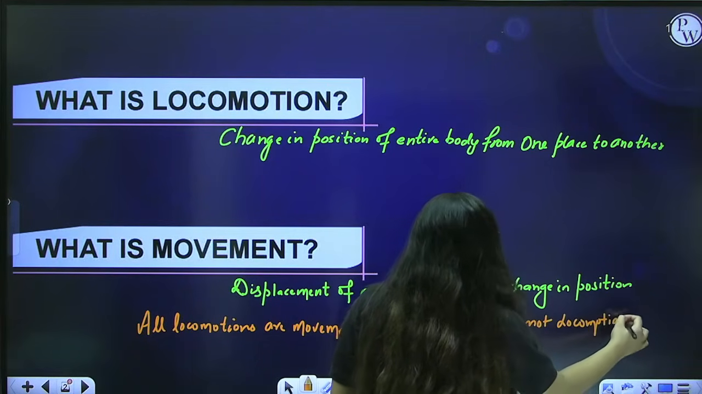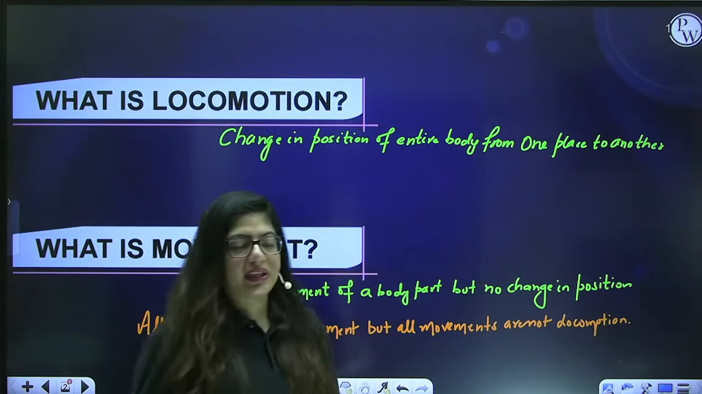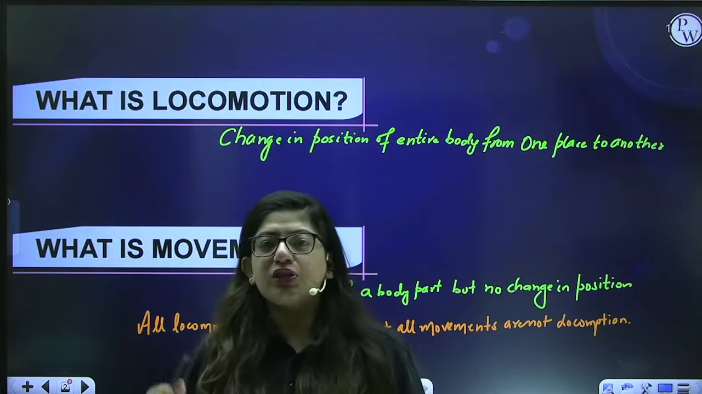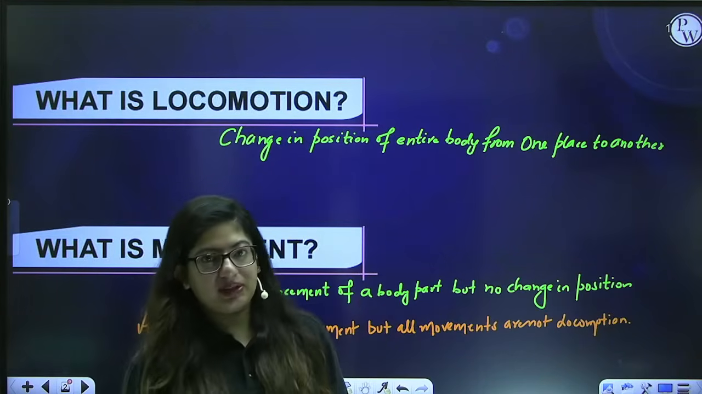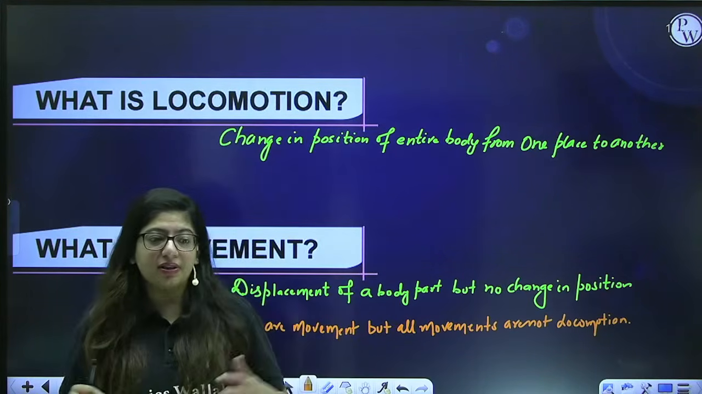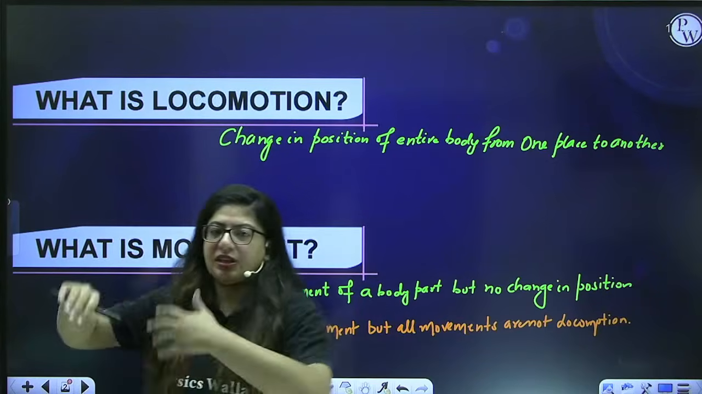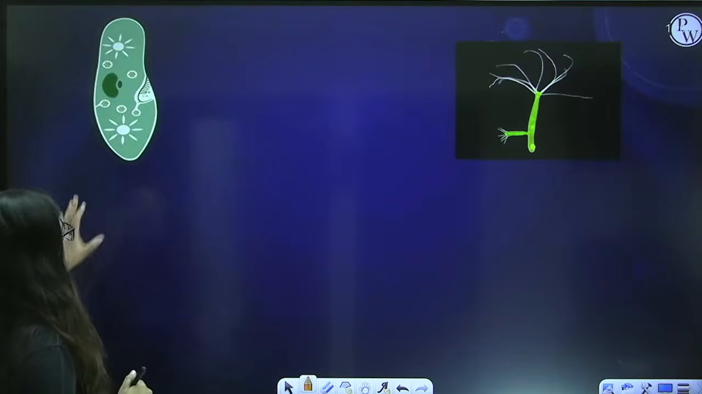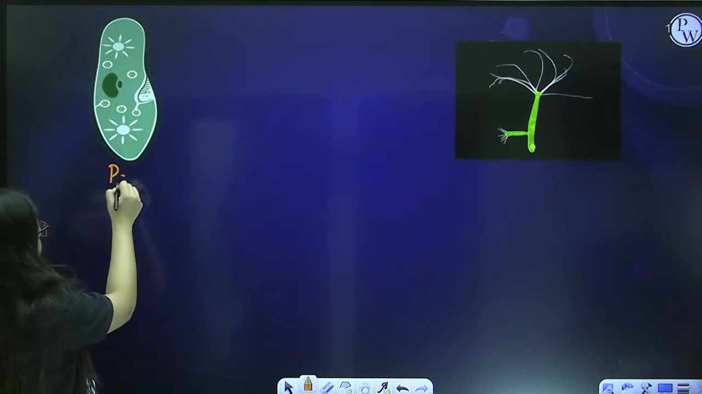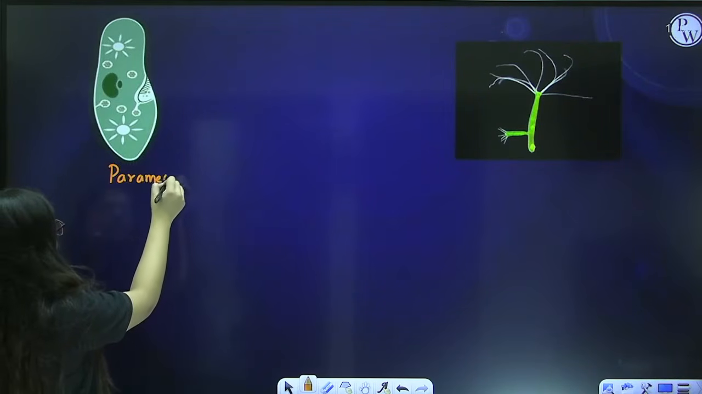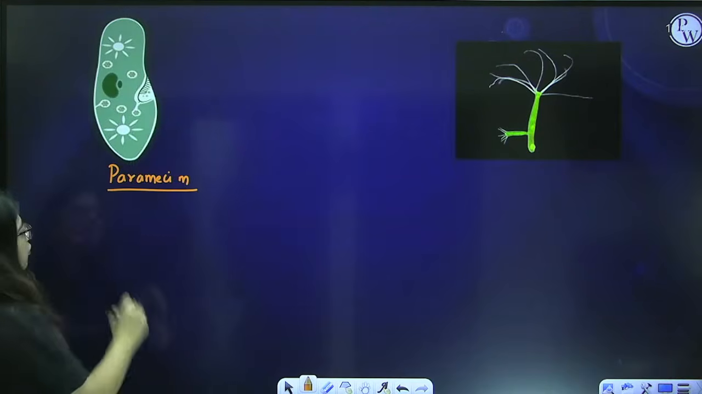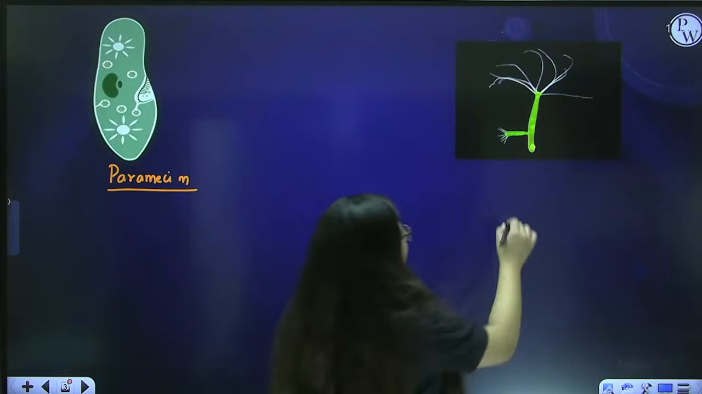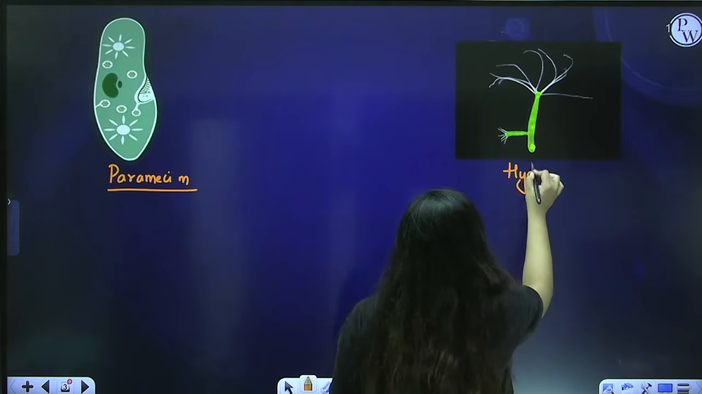All right. Now, as I say, the same body organ can cause locomotion as well as movement. One such example is your skeletal muscle. In human beings, skeletal muscles help in movement and also in locomotion. What about other organisms? In other organisms, we have paramecium. You must have heard of paramecium. I don't think there will be any student who doesn't know about paramecium because you cover this in the botany section. And then we have the organism hydra.